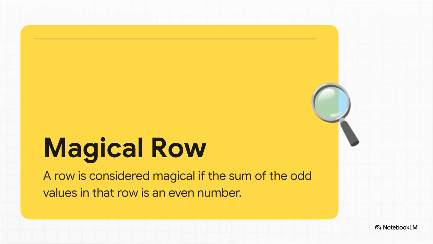And here it is, the secret to the magic. A row is considered magical if, and only if, you take all the odd numbers in that row, add them up, and the final sum is an even number. That's it. It's kind of weird, right? We're taking odd things to make an even thing. That's the key, right there.